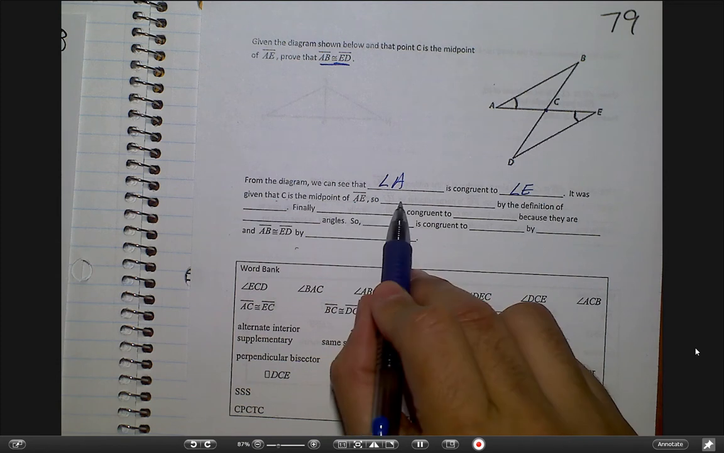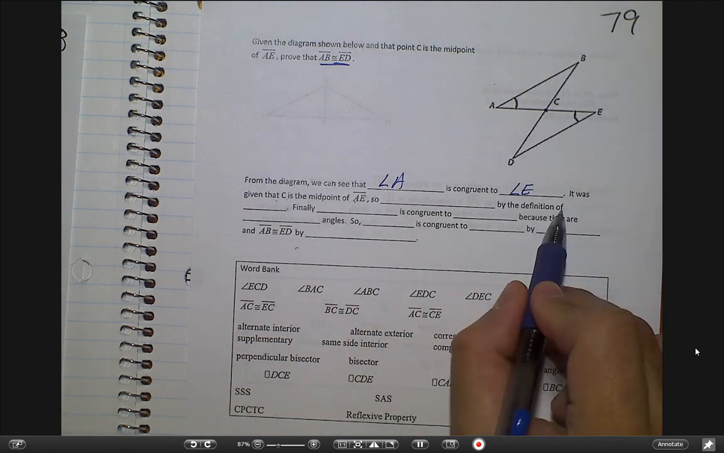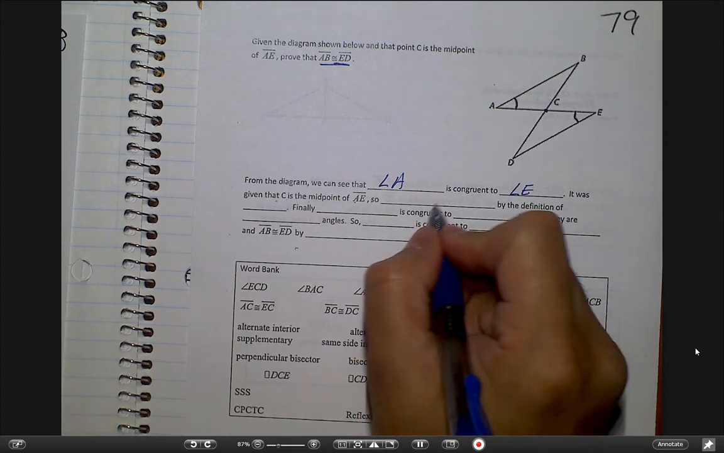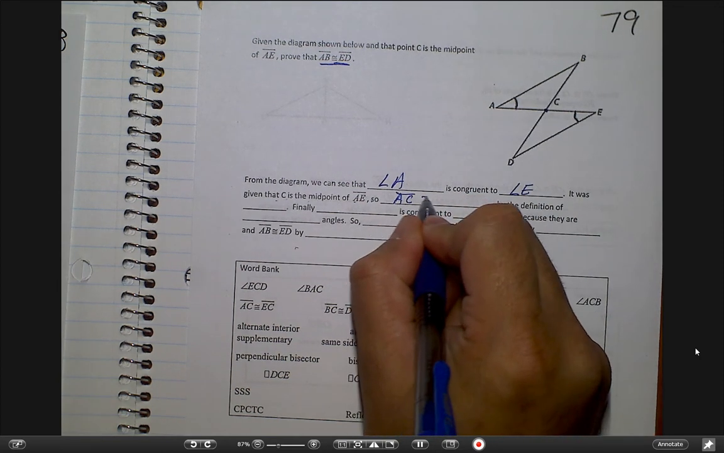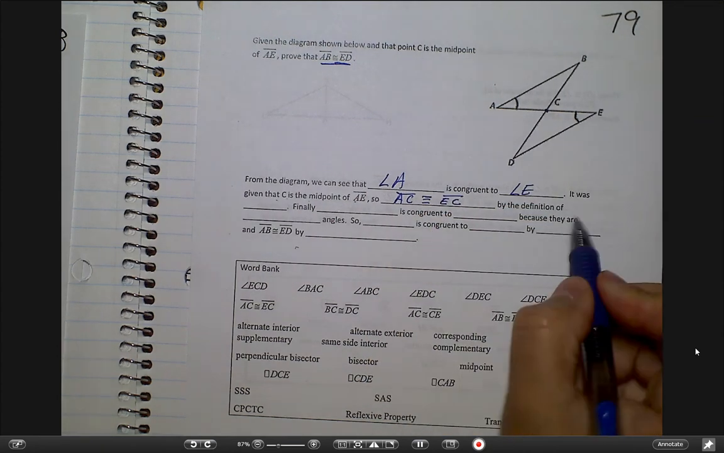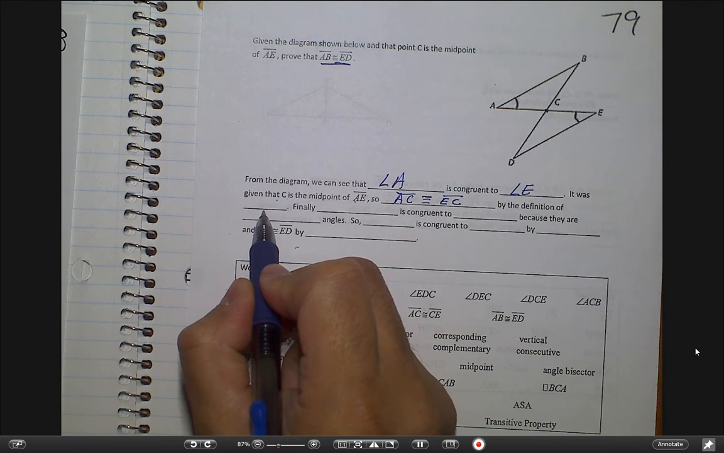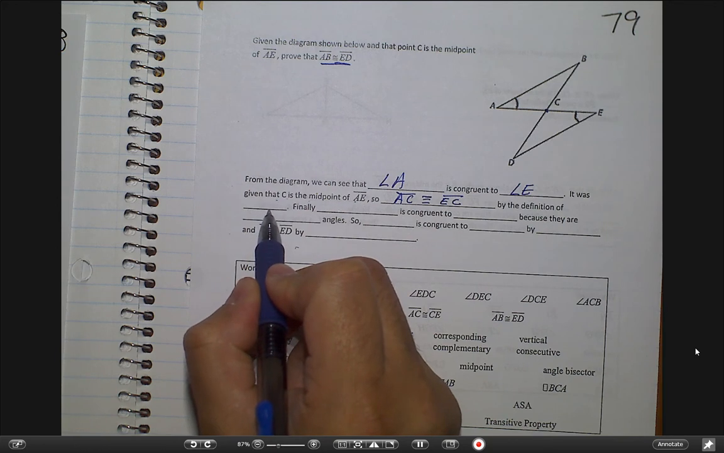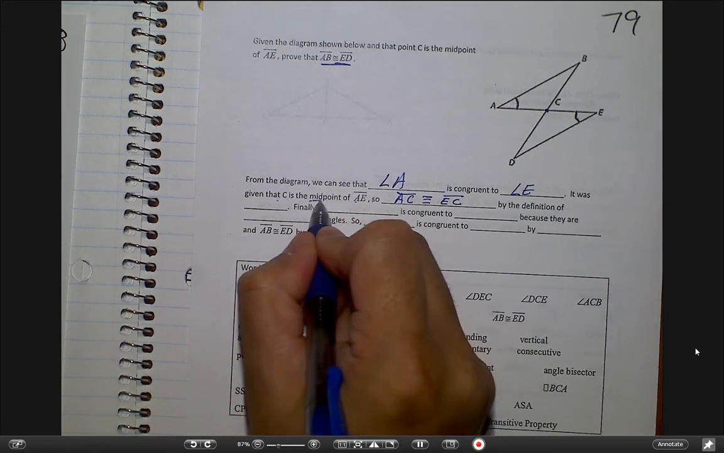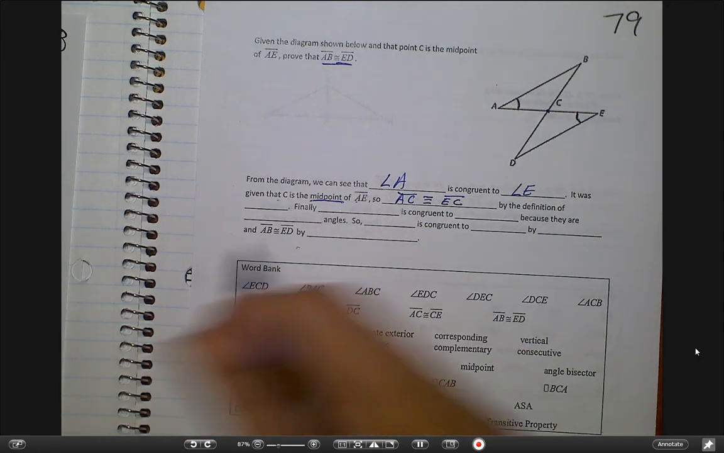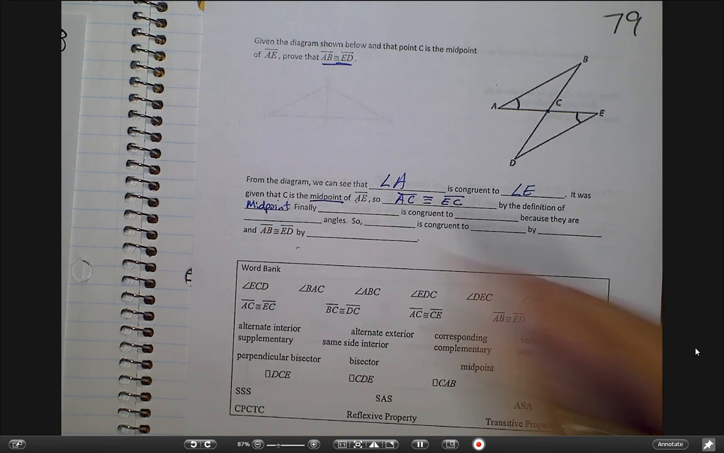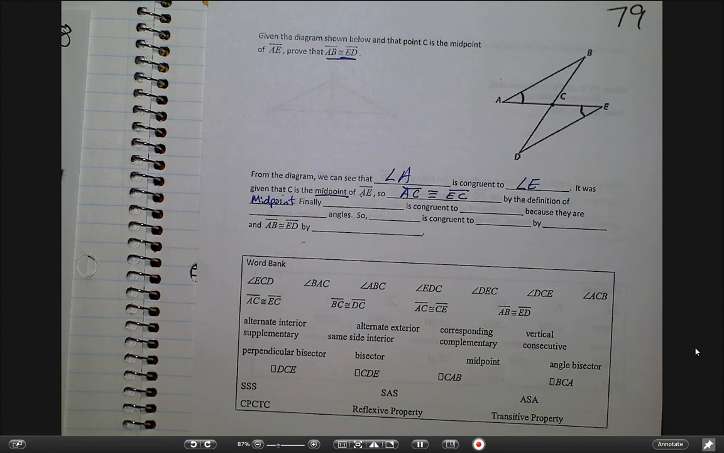So, blank by the definition of blank. Say it. AC is congruent to EC. Very good. Congruent to EC, by the definition of, what's my definition? Bisect. It's not bisect. Midpoint. We're using midpoint, aren't we? So it's by definition of midpoint. So by definition of midpoint, that's what we get.